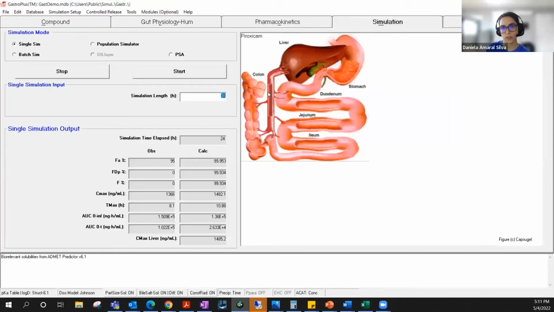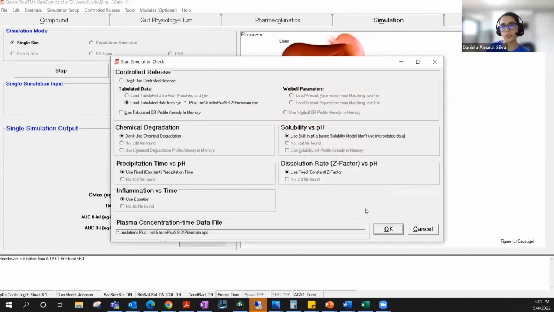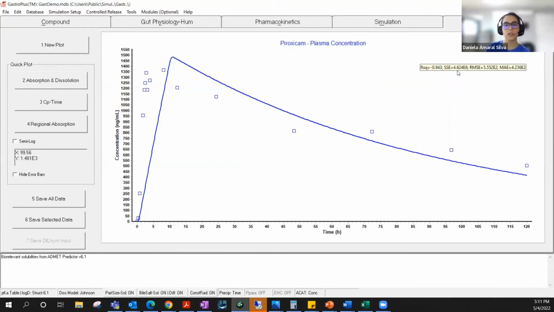Let me just run 120 again. And here's just using that profile that we created. What they would understand from this is that the first 10 hours just follow the dissolution profile that we provided, and then this is just described by the pharmacokinetic parameter, elimination, from the body. So what additional information can I get from solely looking into the CP time?